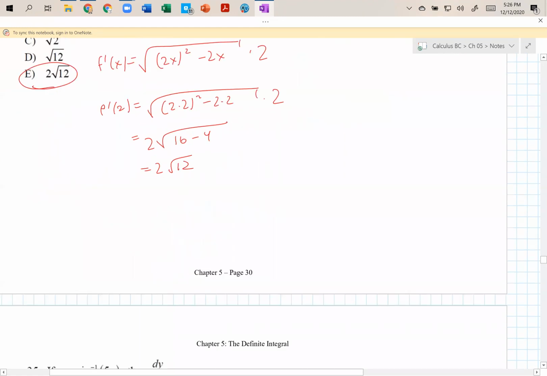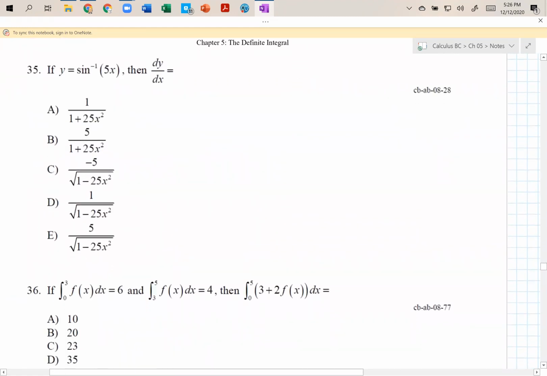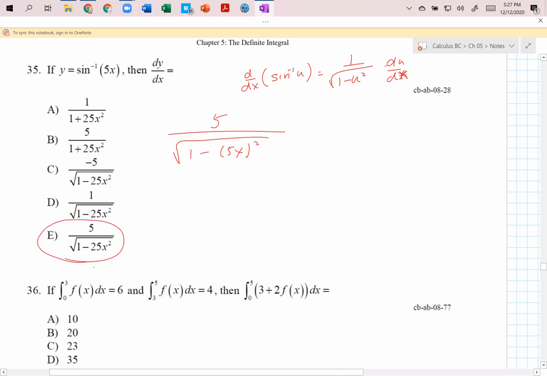Number 35. So number 35 reminds us that we really need to remember all of our derivative functions. Let's remember that the derivative with respect to x of inverse sine of u is equal to 1 over the square root of 1 minus u squared, and then a chain rule. So in this case, our answer is the square root of 1 minus 5x squared, and then our chain is a 5. And we can see that that's equal to E.